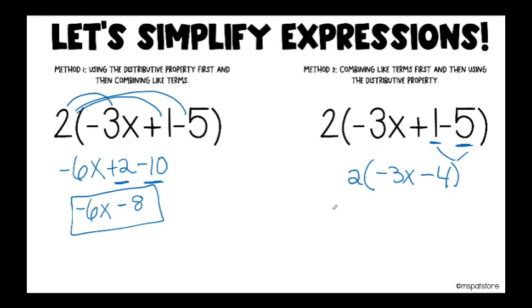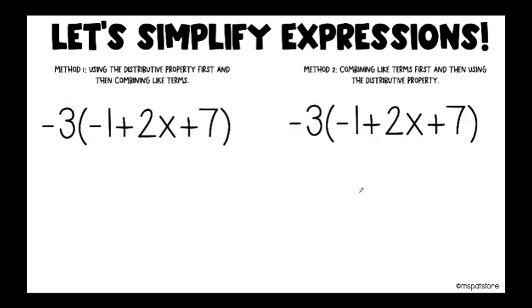Now that I'm done combining the like terms first, I am ready to use the distributive property. 2 times negative 3, which is negative 6x, and 2 times negative 4, which is negative 8. As you can see, you get the same answer. So it's up to you if you want to use method 1 or method 2. Now, I would like you to pause the video, choose one of these methods, and simplify the expression.